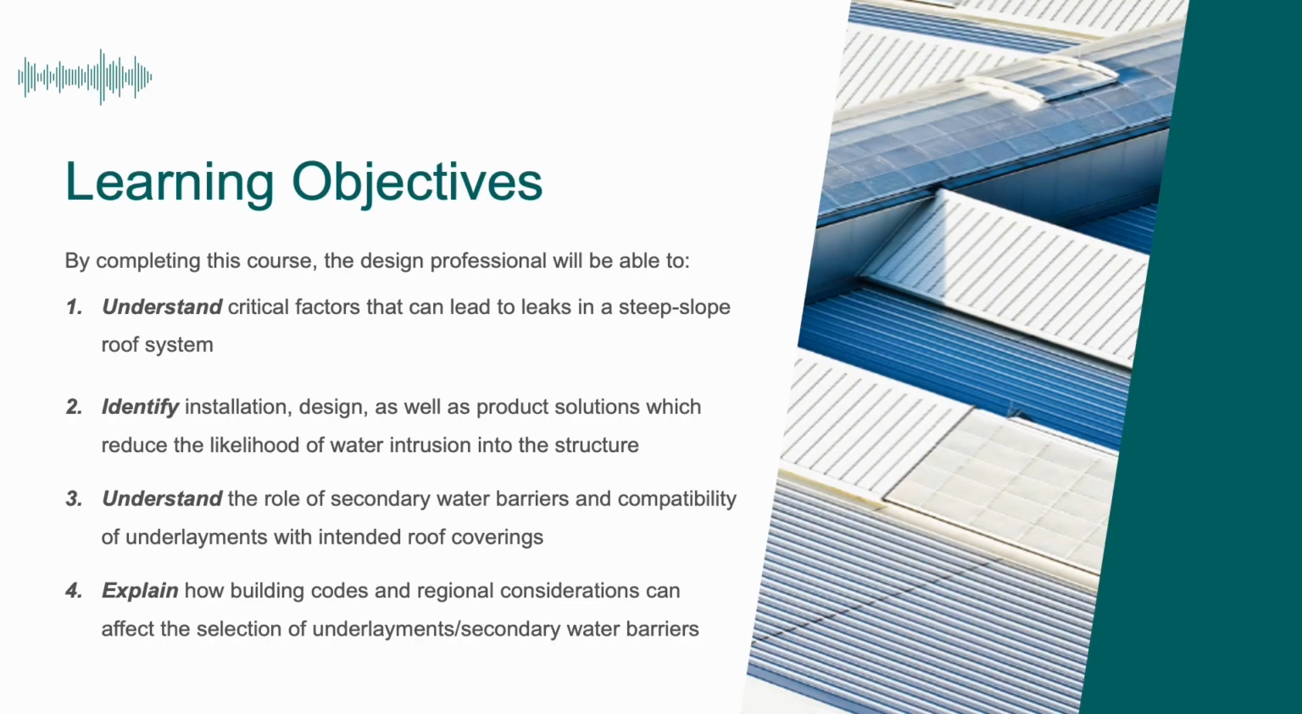Our learning objectives today will be to understand the critical factors that can lead to leaks in a steep slope roofing system, and identify installation and design as well as product solutions which can reduce the likelihood of water intrusion into your structure. We will understand the role of secondary water barriers and compatibility of underlayments with intended roof coverings a little bit better. We'll explain how building codes and regional considerations can affect the selection of such underlayments and secondary water barriers.